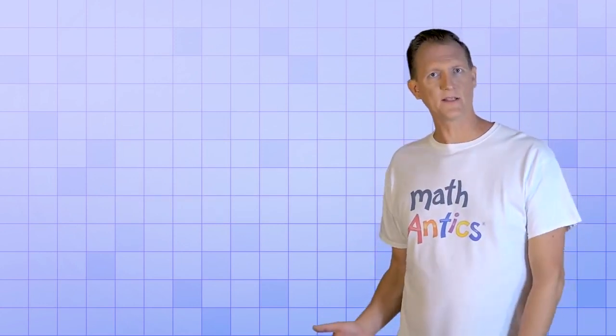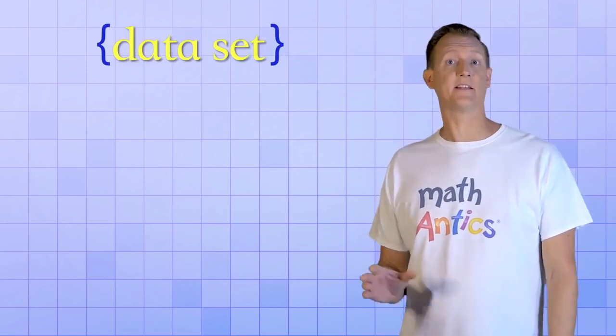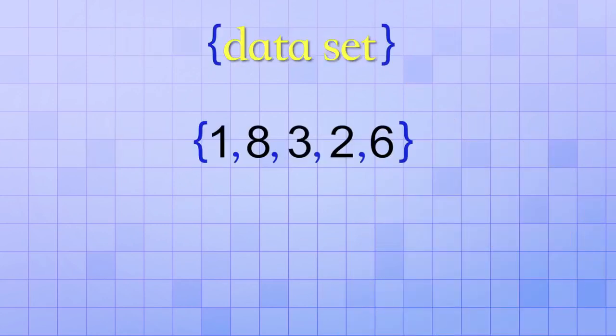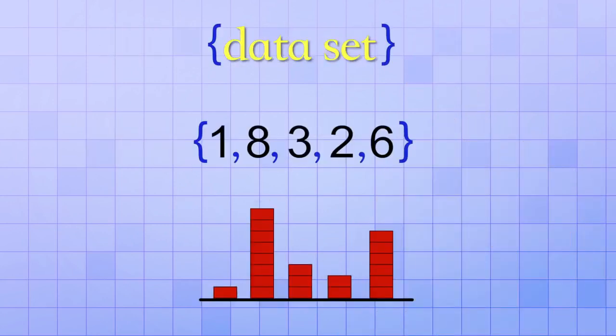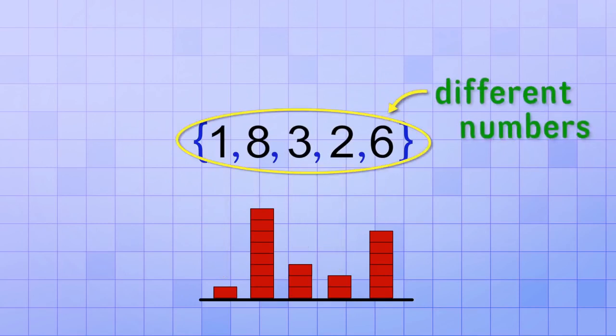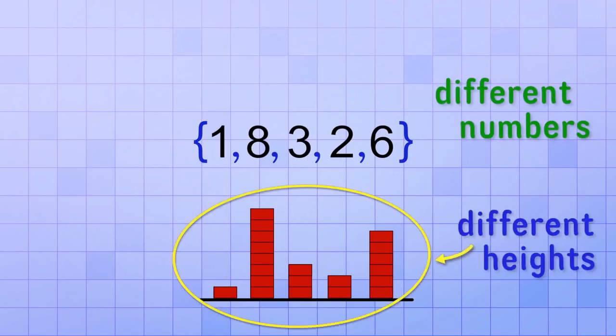To understand what it is, let's look at a simple data set that contains 5 numbers. As a visual aid, let's also represent those numbers with stacks of blocks whose heights correspond to their values. 1, 8, 3, 2, 6. Right now, since each of the 5 numbers is different, the stacks of blocks are all different heights.